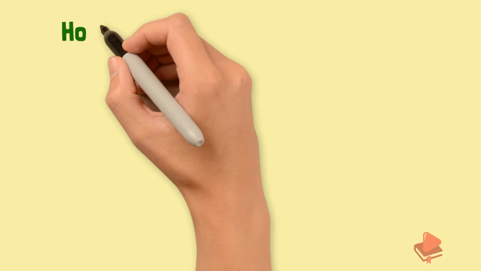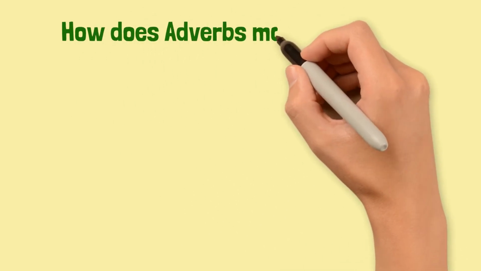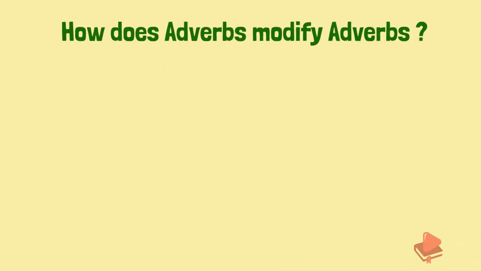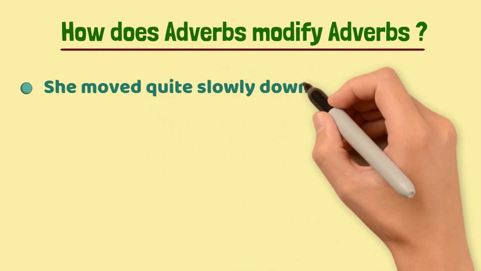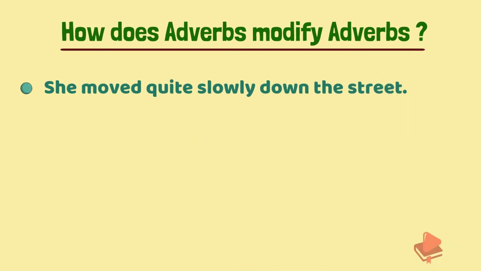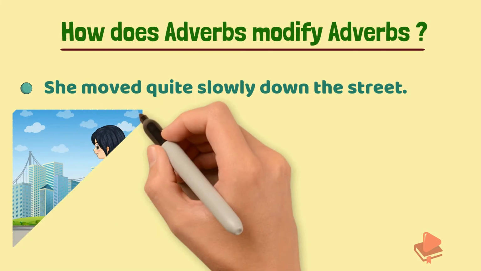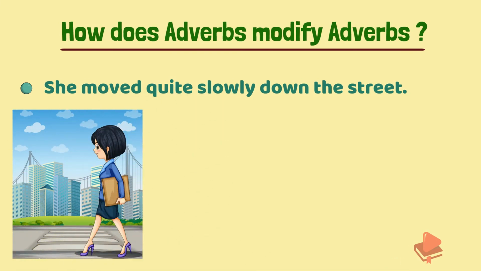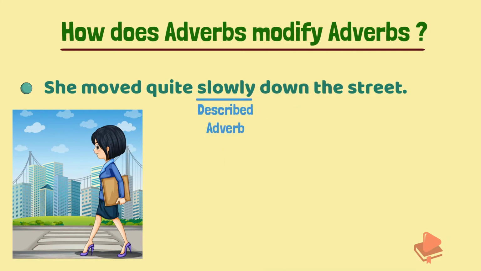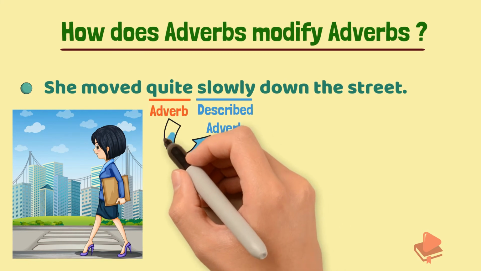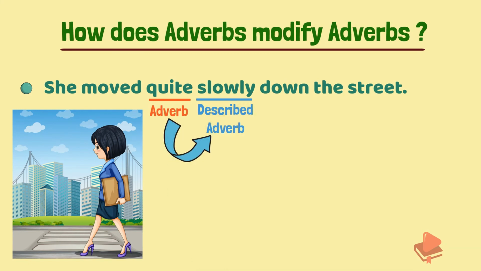Now let's see some more examples of adverbs that are describing other adverbs in the sentence. Let's understand this with a few examples. She moved quite slowly down the street. Here, slowly is describing the action of moving down the street. So, it is an adverb. But the word quite is used here to describe the adverb slowly. So, quite is an adverb here and is actually describing another adverb, slowly.